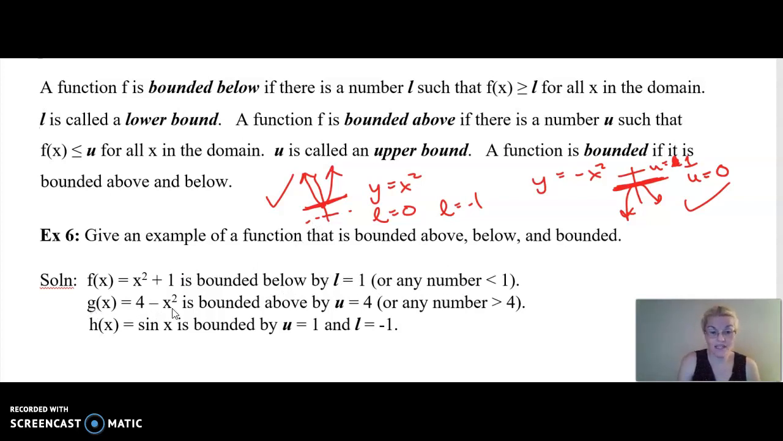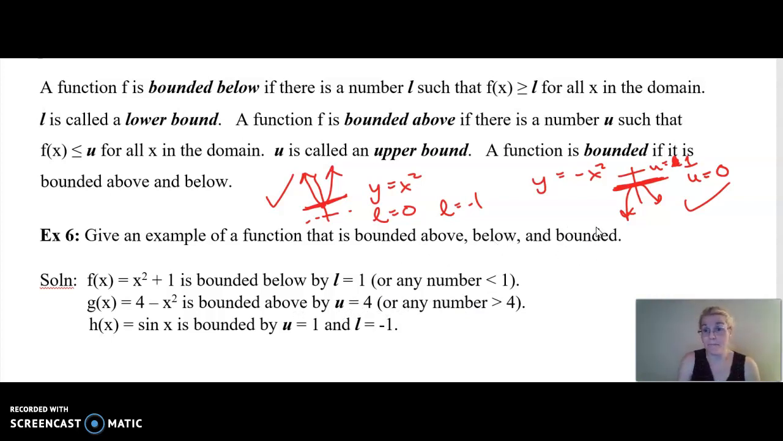G of x equals 4 minus x squared is bounded above because it's my upside down parabola. And it's bounded above by 4 because that's where the vertex is. It's been shifted up. Or again, it's bounded above by any other number higher than 4 because it's all above.